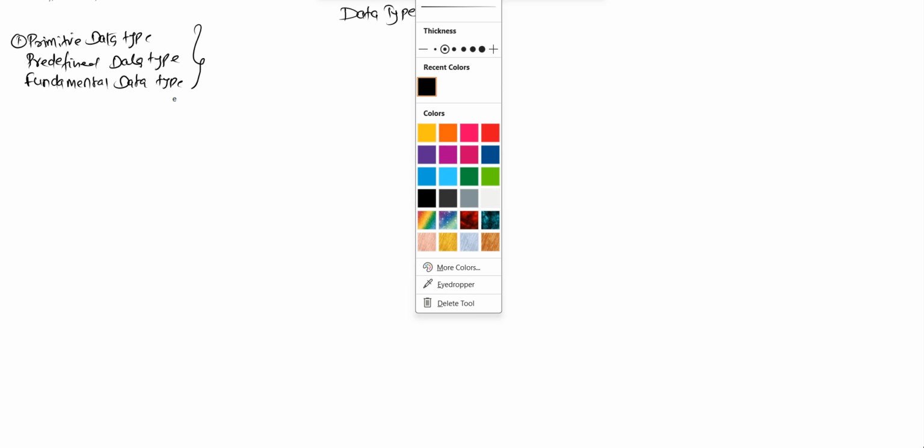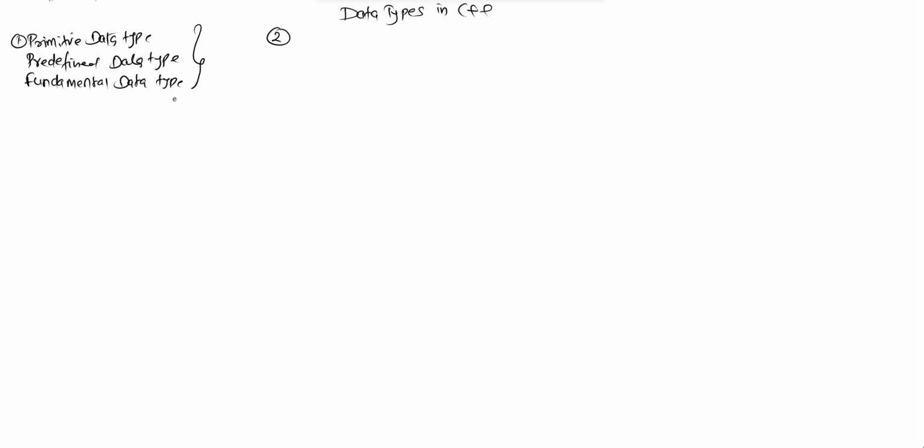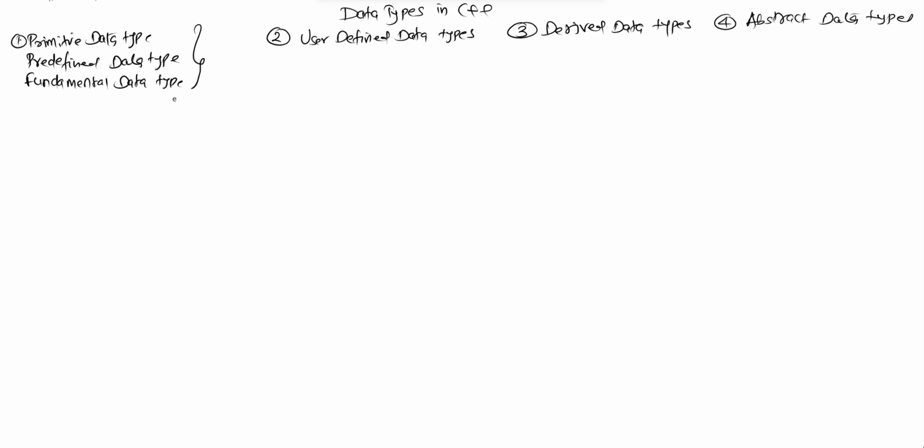Now the other category, category number two, is user defined data type. The third category is derived data types. And the last, fourth category is abstract data types. We'll go into details about each type of category.